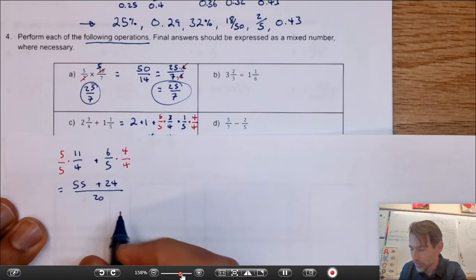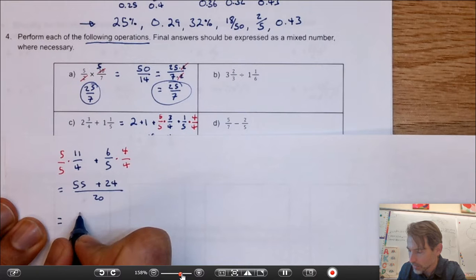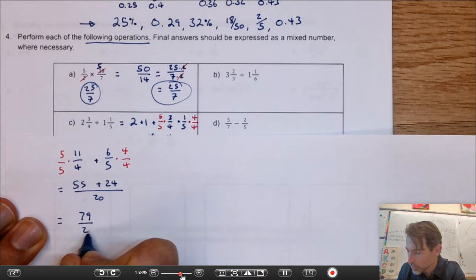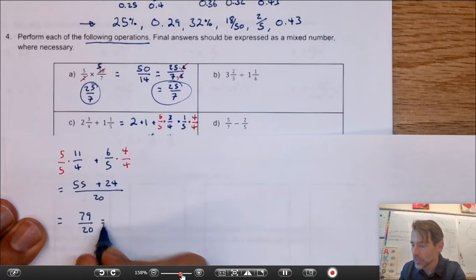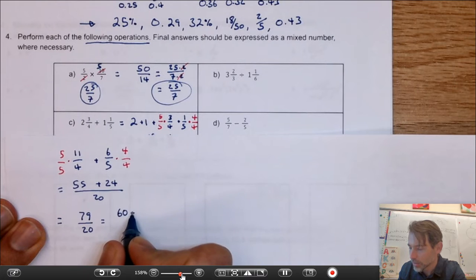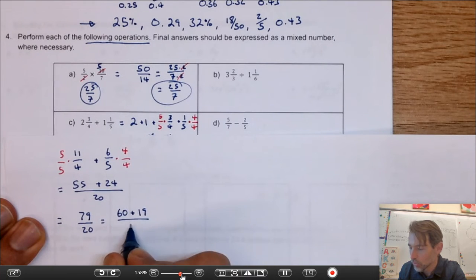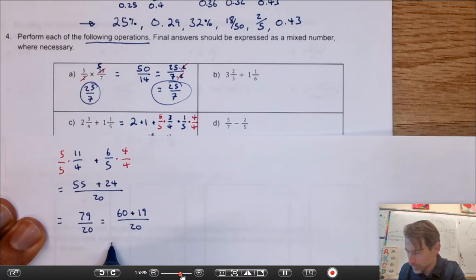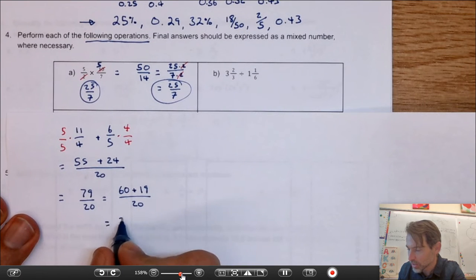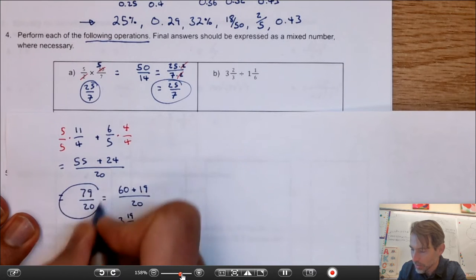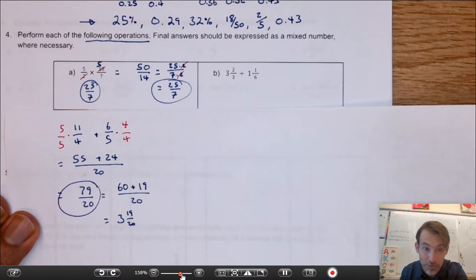Okay. 55 plus 24 happens to be 79 over 20. And then 79 over 20, you could write that as 60 plus 19 over 20. 60 plus 19 is just 3 and 19/20, which is the same answer we got over there. But I would also take that as the final answer. That's a reduced fraction. That's just as useful.